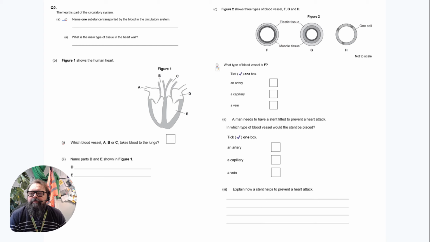Part 2, the main type of tissue in the heart. We know that the heart is a pump. It's made out of muscle, and so there's only one answer here, which is muscle tissue.